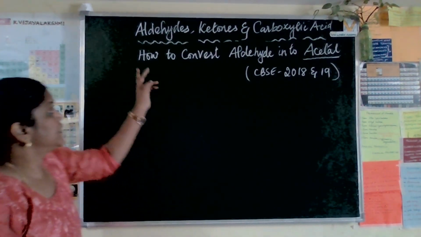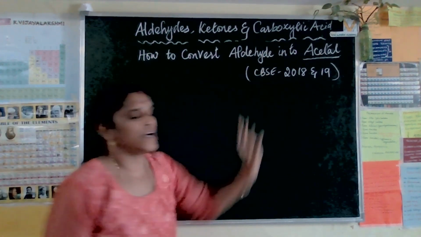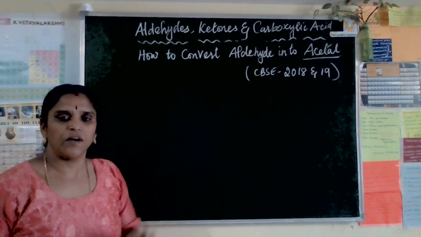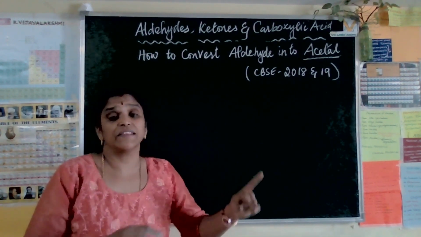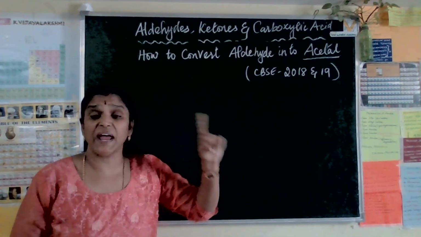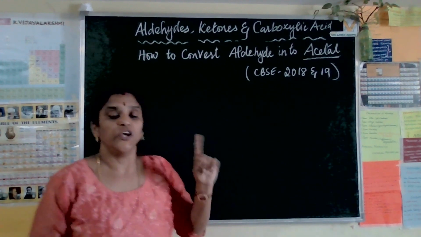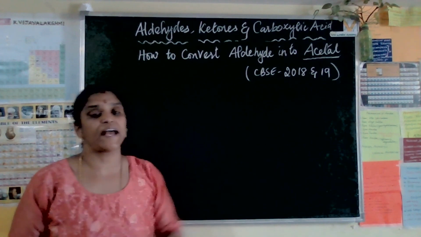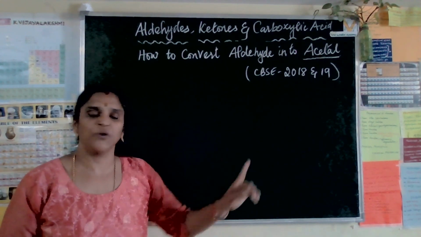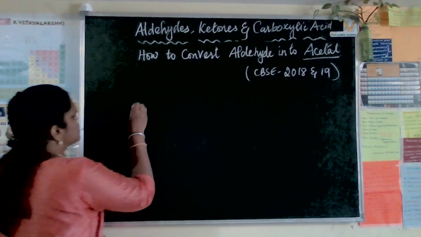How to convert aldehyde into acetal? It's so simple, you know. This is actually an addition reaction. Aldehyde combined with alcohol in a 1:1 ratio in the presence of dry HCl, you are getting hemiacetal. That hemiacetal further reacts with 1 mole of alcohol, and you are getting acetal. Okay, let us go for it.